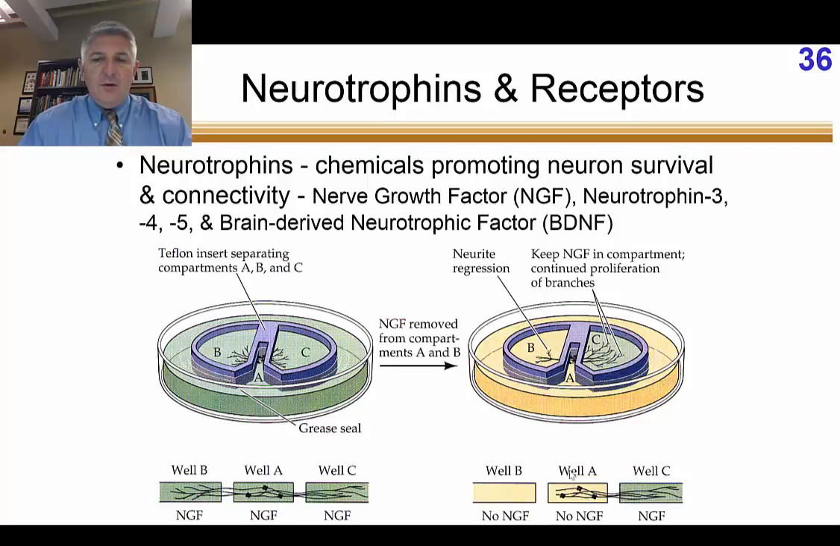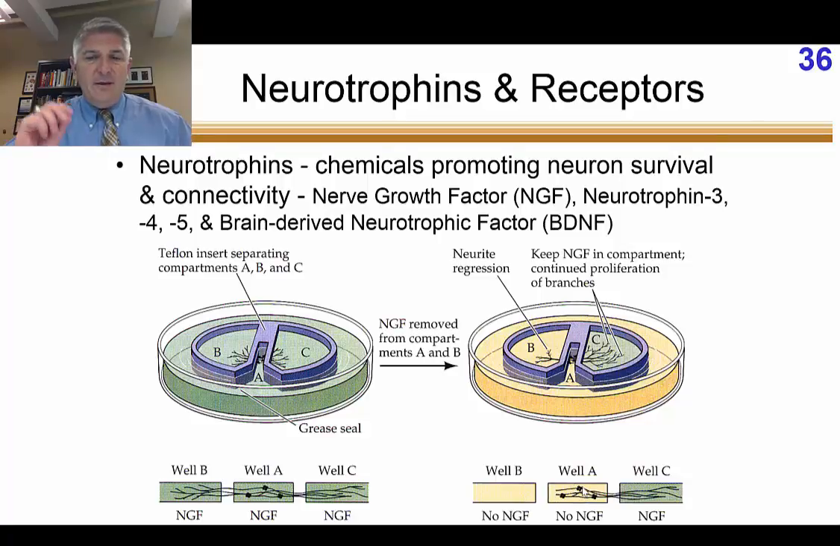And then when we remove the nerve growth factor, it's clear that the nerve growth factor is the chemical signal that is allowing the axons to grow to their appropriate target, as we see in well C. And when we take it out and don't have nerve growth factor in well B, then we lose those connections. We lose those dendrites. Interestingly, nerve growth factor is not necessary to keep the cell alive because the somas don't die, the cell bodies don't die.